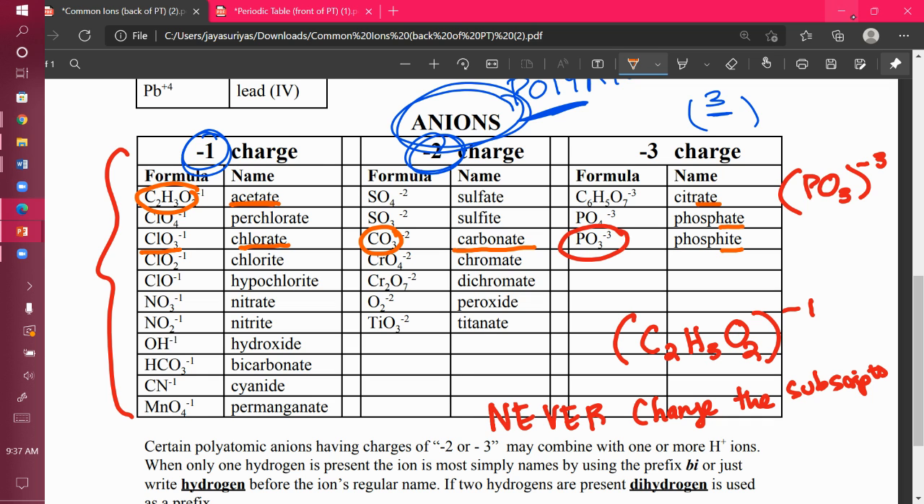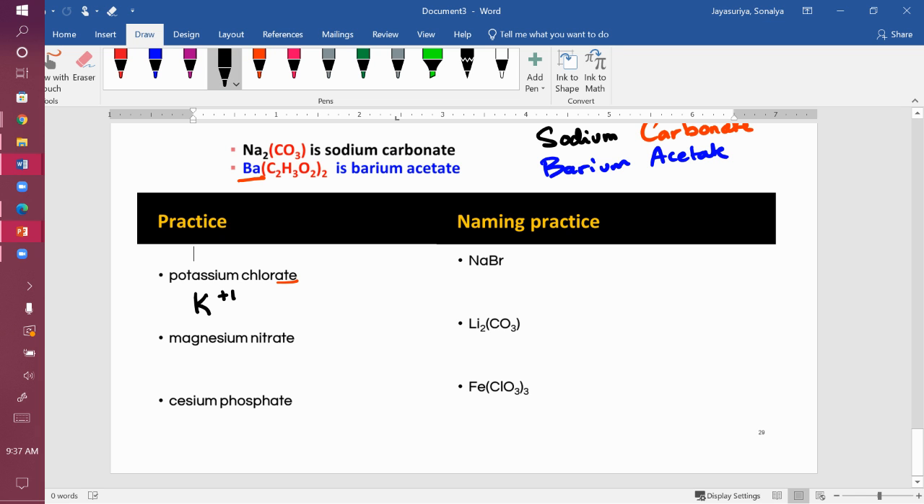ClO3 with a -1 charge. So that's what I'm going to write. ClO3 inside parentheses with a -1 charge. Now, I know +1 -1 cancel out. So here's my actual compound.